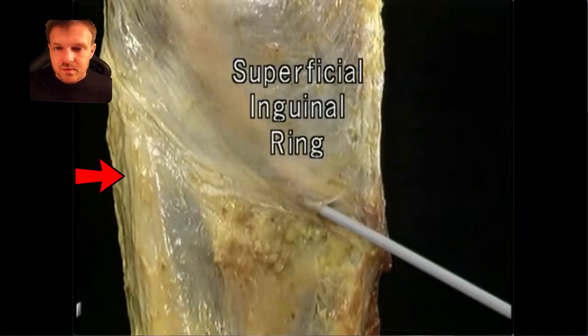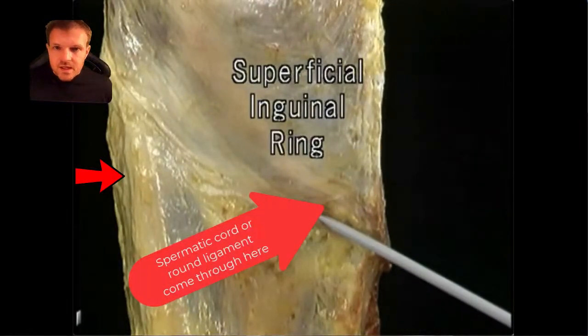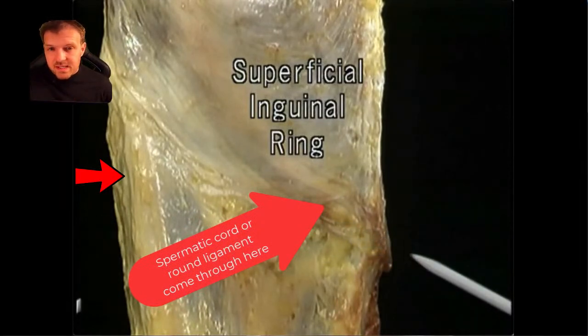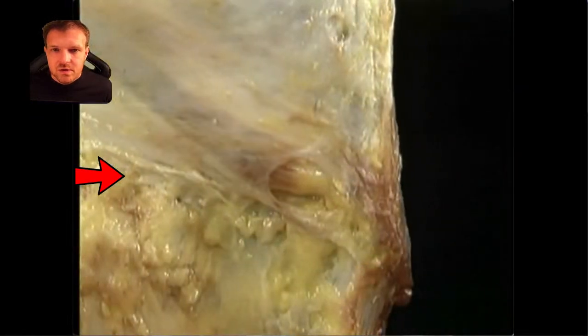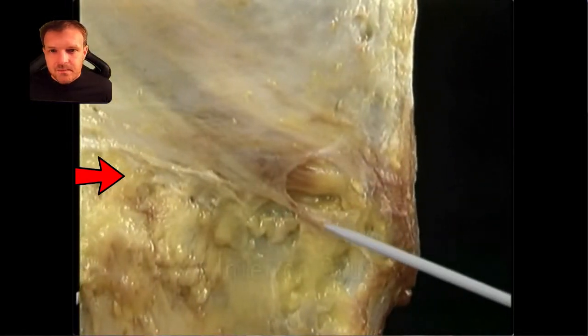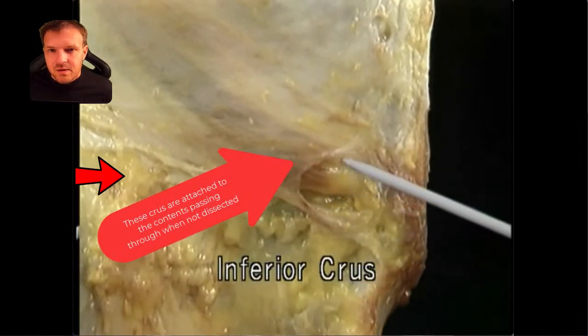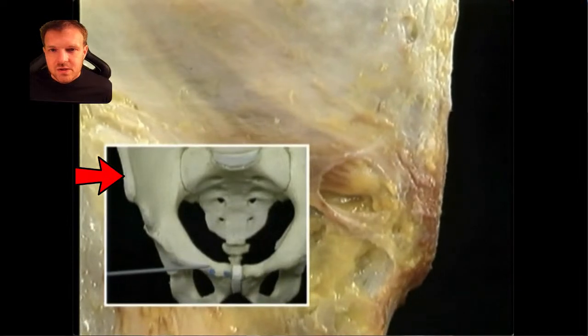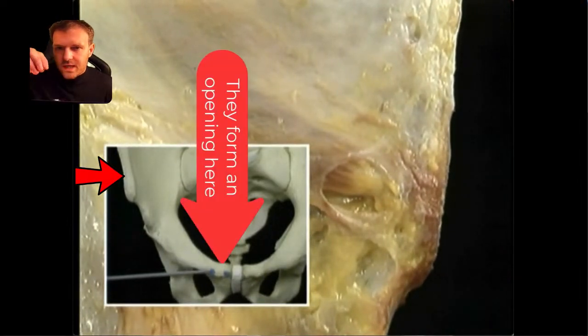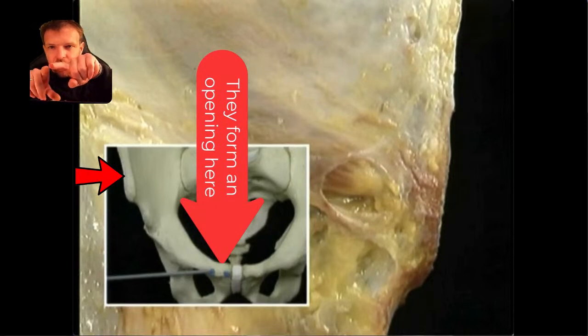So let's build a little bit more on there. This is where the spermatic cord or the round ligament comes through. Obviously, it's not an opening like that in real life. There are things that are attached to it, and we'll have a look at that as we go through. There are these little crosses, bits of connective tissue, and they attach just here. They basically form an opening, like a canopy that attaches onto the pubic tubercle where things can come through.